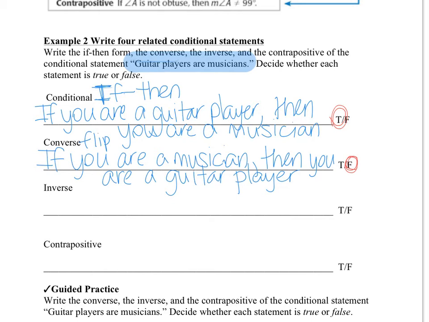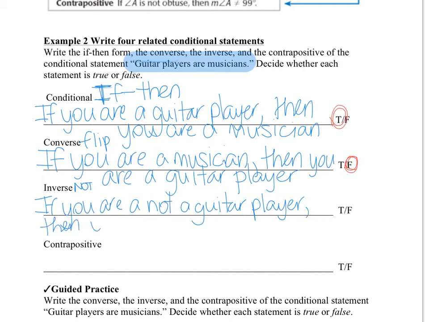The inverse refers to the original condition, and that's negating. So that's adding the not or taking the not out. And you have to put it in both the if and the then part. So if you are not a guitar player, then you are not a musician. And hopefully you would agree that that's also false. Just because you're not a guitar player doesn't mean you're not a musician.